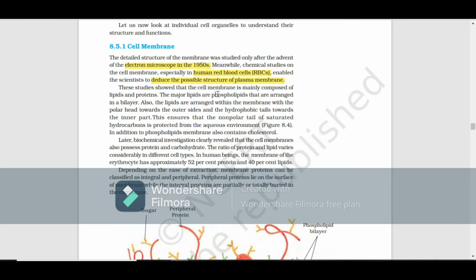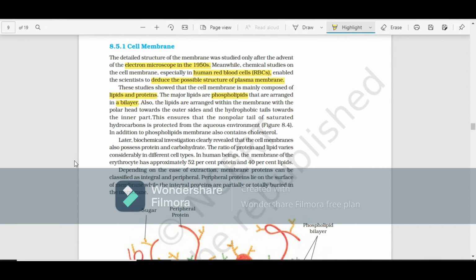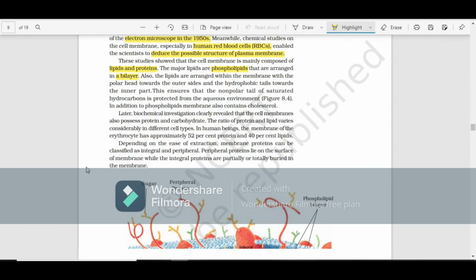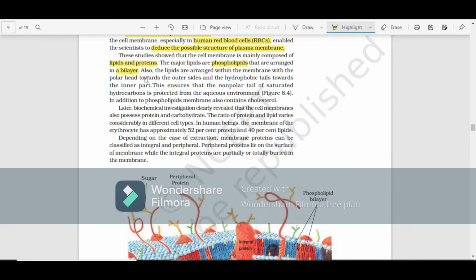These studies show that the cell membrane is composed of lipids and proteins. The major lipids are phospholipids, and that's why it's also called a phospholipid bilayer. As per this diagram we'll understand that. So the cell membrane has lipids and proteins. The major lipids that are found are phospholipids, arranged in a bilayer.